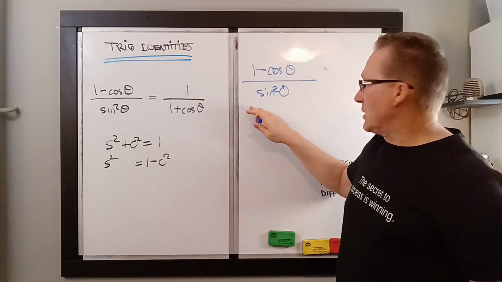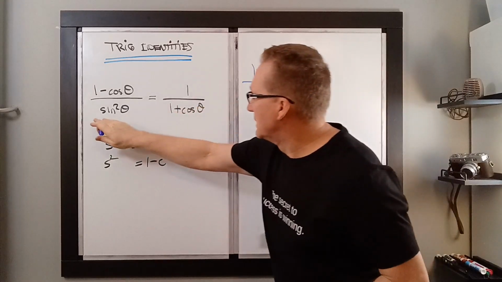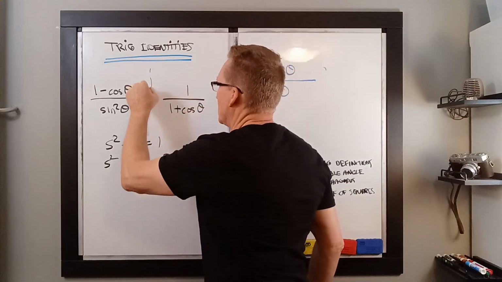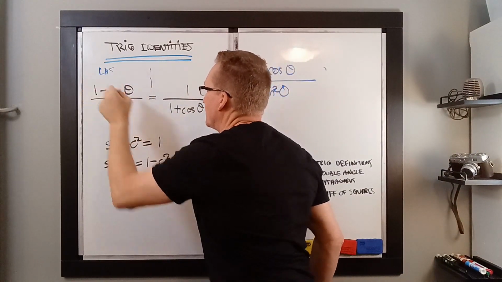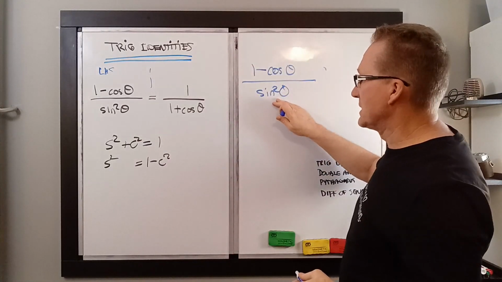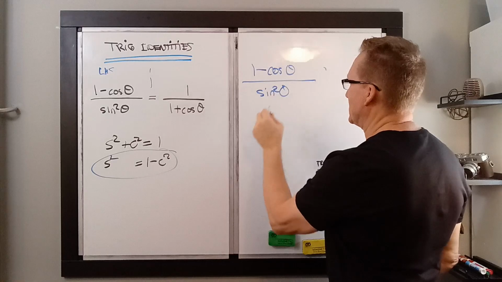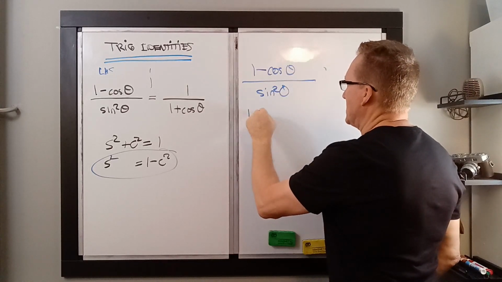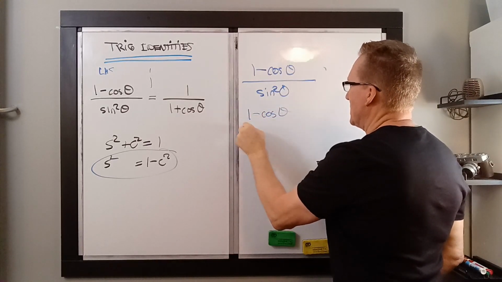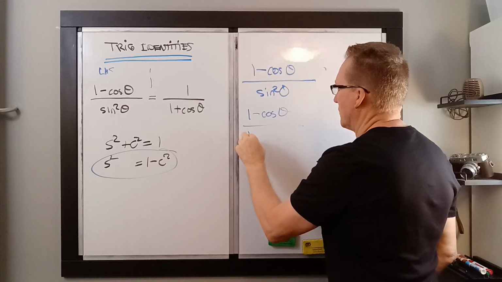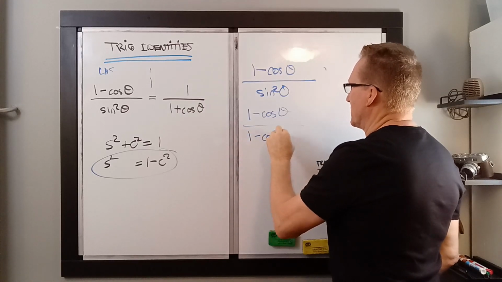Here on this side of the board, I've rewritten the left-hand side of this, 1 minus cos theta over this. And remember, we had this relationship here, so I'm going to take that to the bottom. So 1 minus cos theta is the top, all over 1 minus cos squared theta.